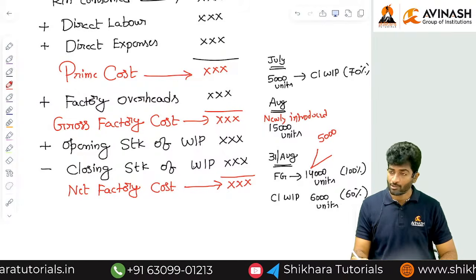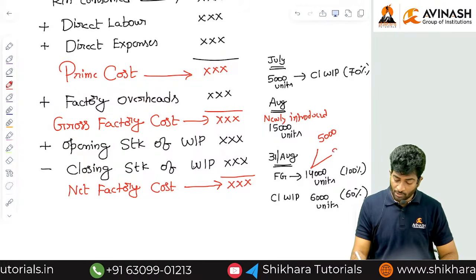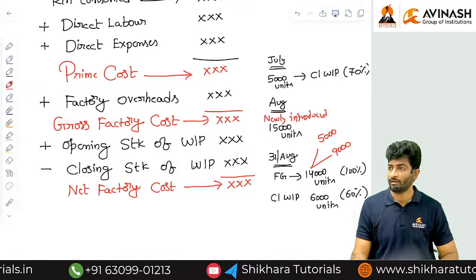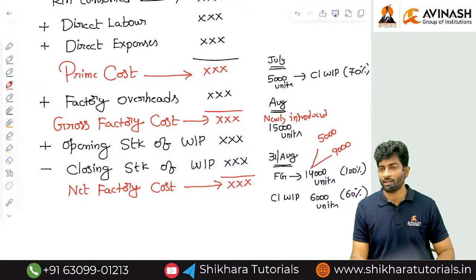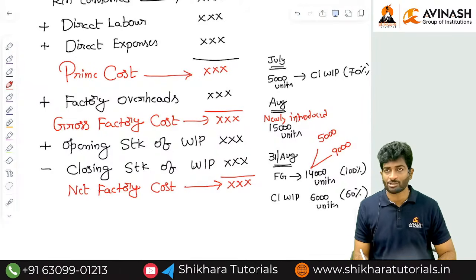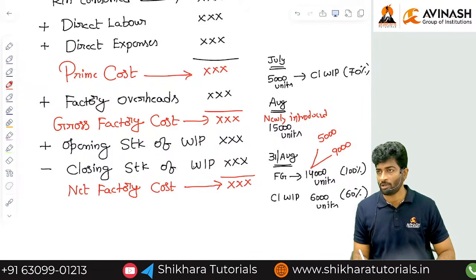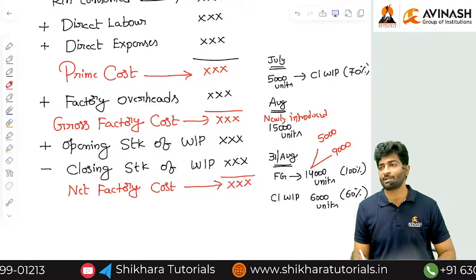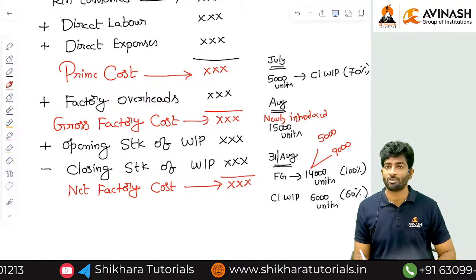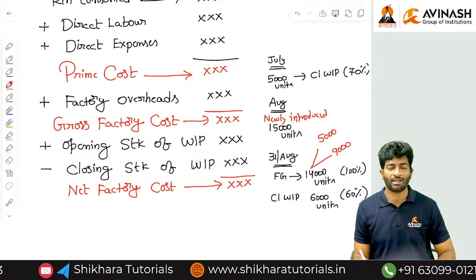In this 15,000, 9,000 units completed. So out of that 15, if you subtract 9, the balance 6,000 units is left as closing stock of WIP for August month. Is it clear? We have seen similar kinds of calculations in our process costing, FIFO method, weighted average method.